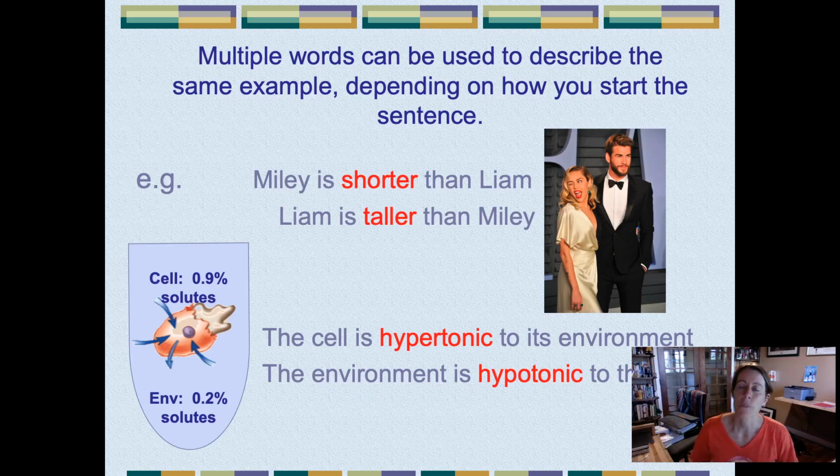Okay, so we have some words that mean opposite, shorter and taller. And I can use both of those words to describe this picture. I can say that Miley is shorter than Liam, or I could say Liam is taller than Miley. And that's the same information, just depends on who I start the sentence with, whether I get to pick shorter or taller.